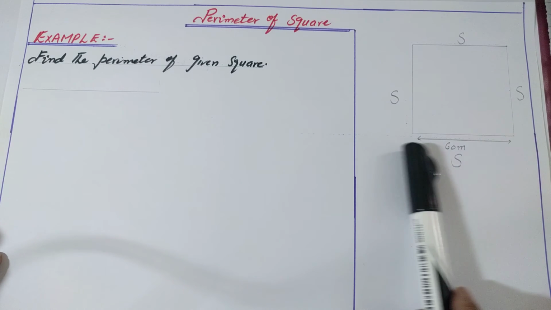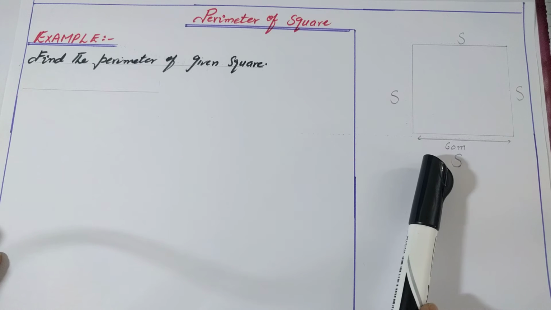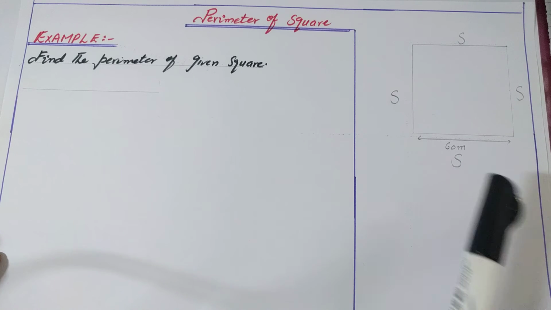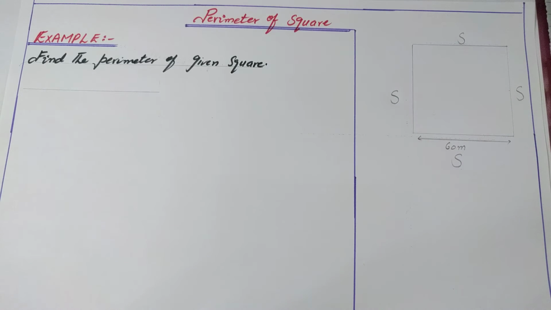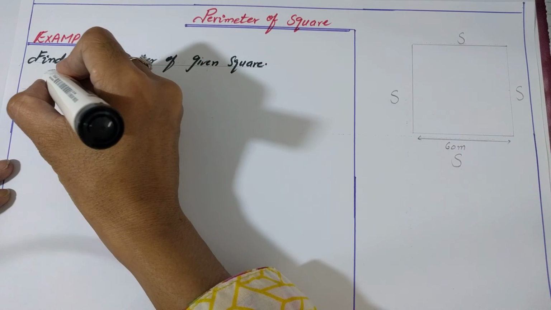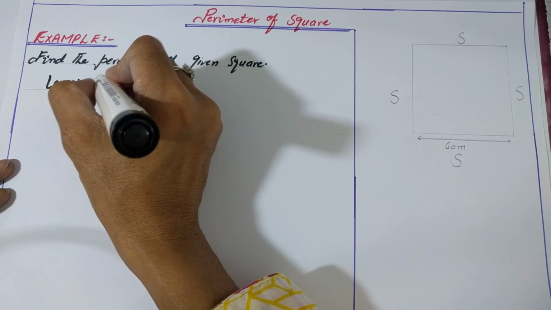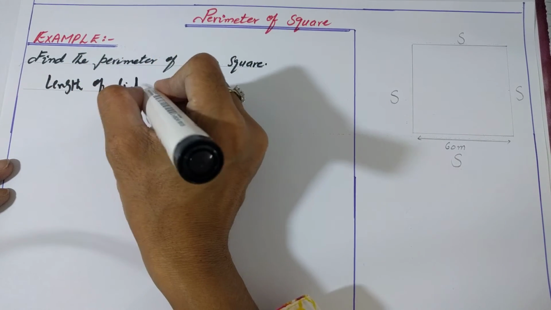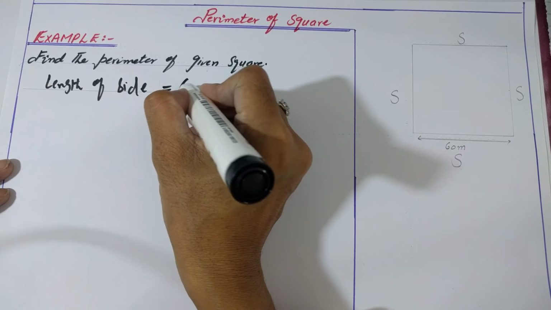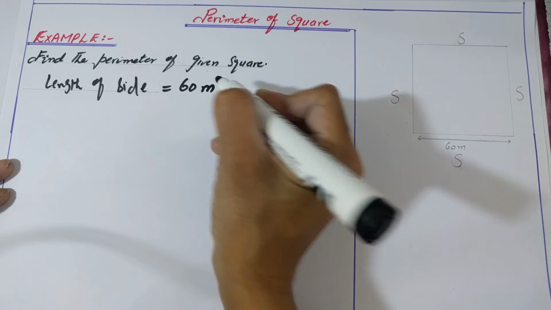The length of one side of the square is equal to 60 meter. What is the length of the first side of the square? That is 60 meter. So length of side is equal to 60 meter.